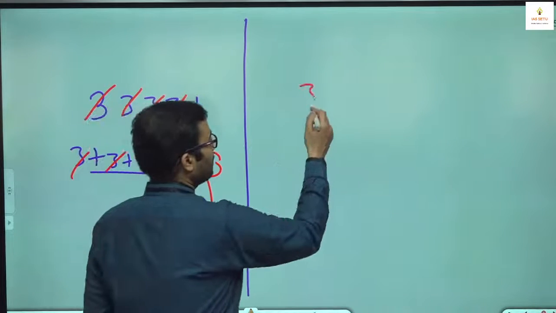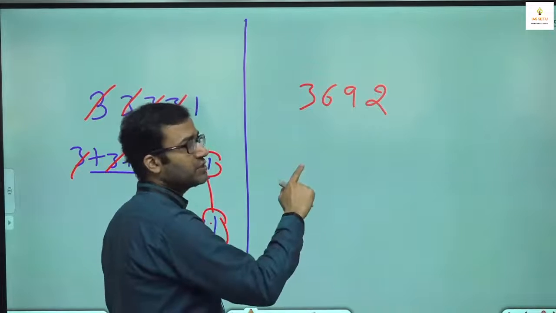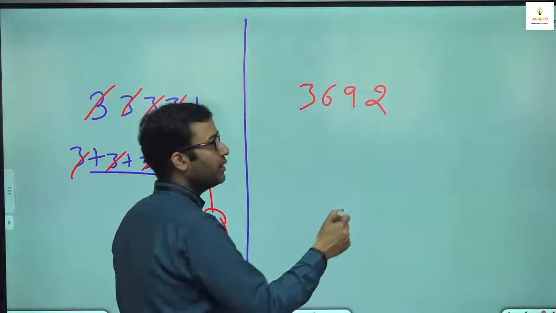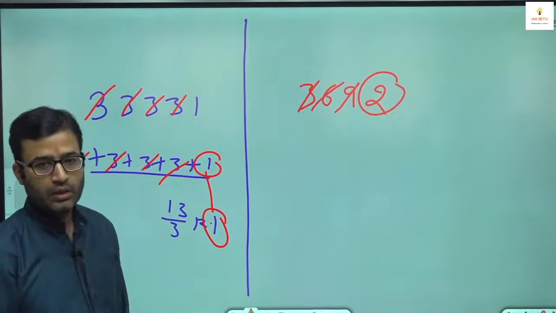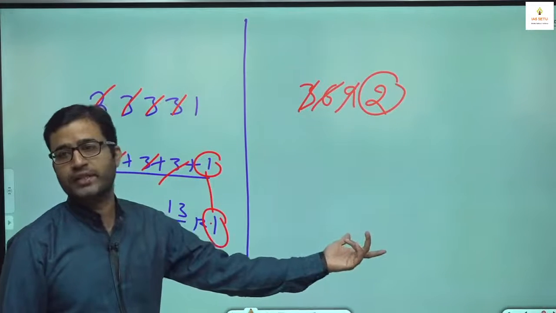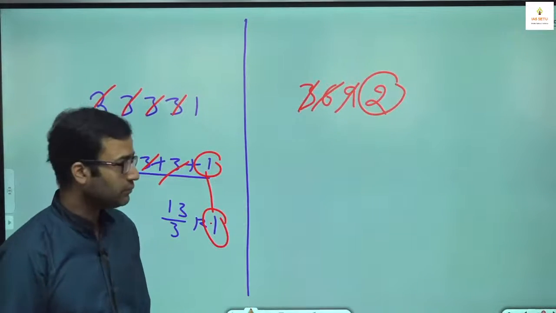Like for example, 3, 6, 9, 2. If I ask if it is divisible by 3, no. Then what is the remainder? 2. 3, 6, 9, you can ignore. If you add this, then also you get the same result. And if you skip this, then also you get the same result.